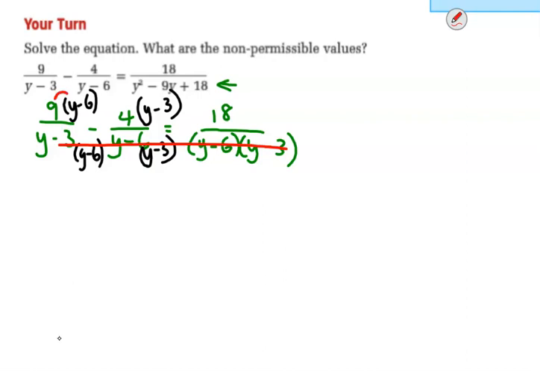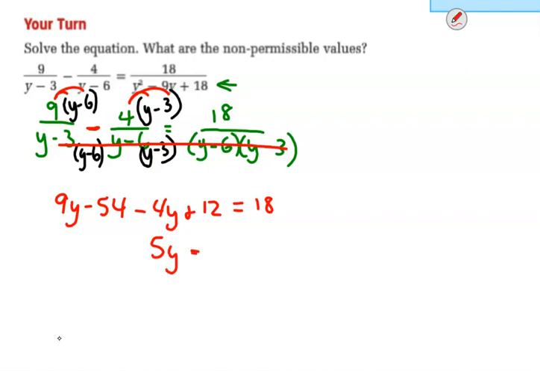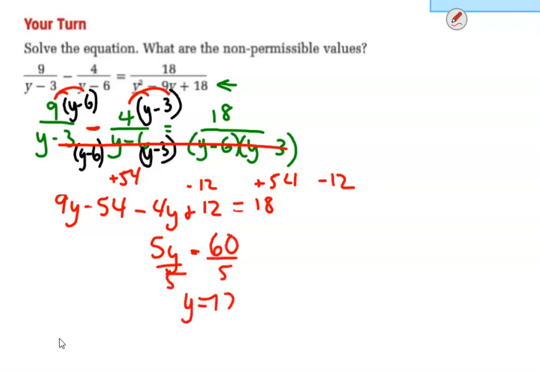To finish the question, we're going to multiply this in. So we're going to get 9y minus 54 minus 4y plus 12 equals 18. Be careful because of that subtracting sign. Subtracting has to go into both. So on this side, we're going to be left with 5y. And I'm going to move my 54 over and 12 over to get 60. Divide up by 5, so y equals 12.